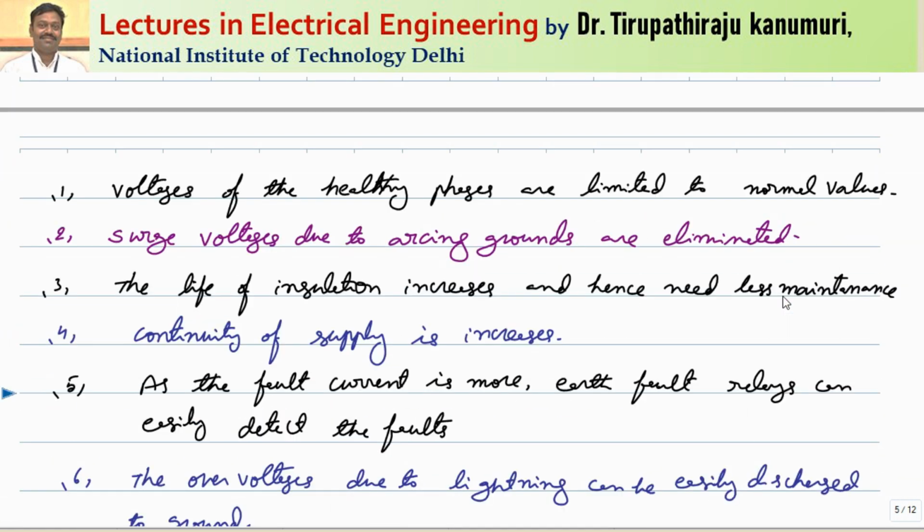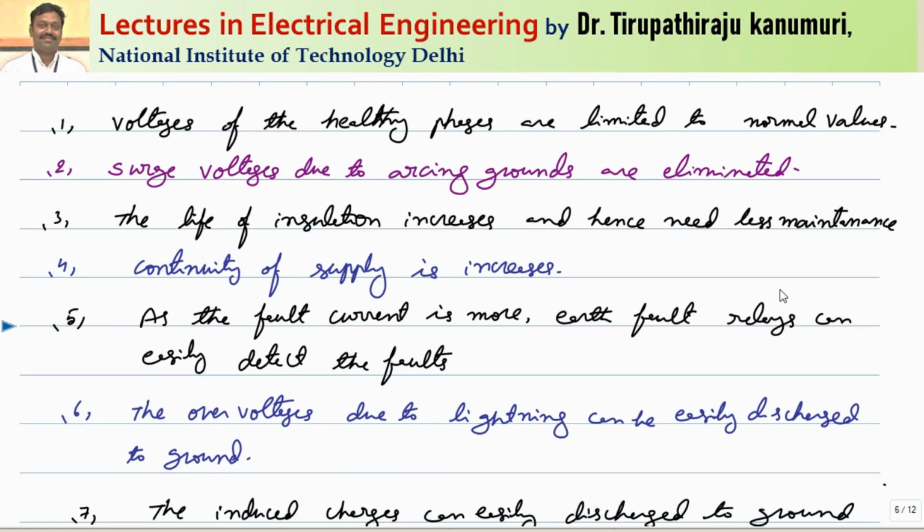So let us see the advantages of neutral grounding. The advantages I am summarizing: the voltages of the healthy phases are limited to normal values. So healthy phases are not going to increase drastically. The maximum voltage that they can reach is, depending on the connection, up to the line value of the voltages. They will not go beyond that. And the second advantage, I told you, the capacitor currents are not going to change. They are not going to create any type of turbulence in your system.